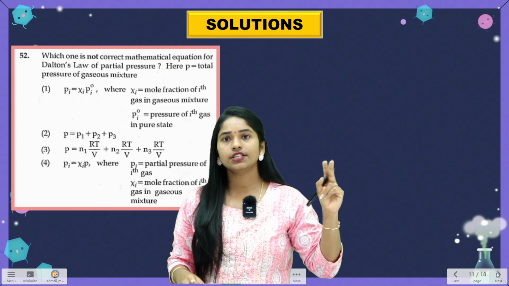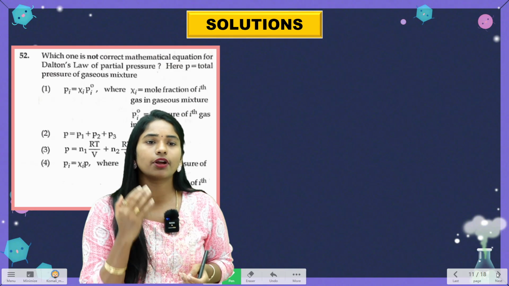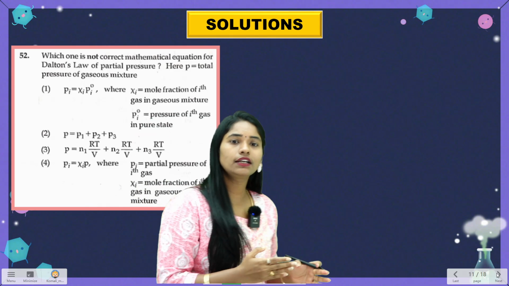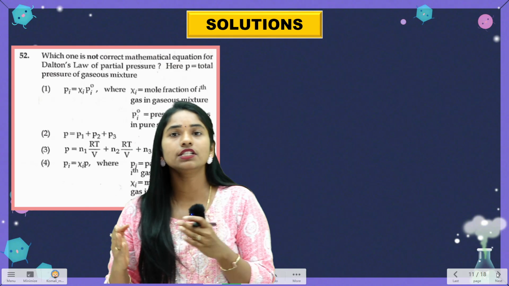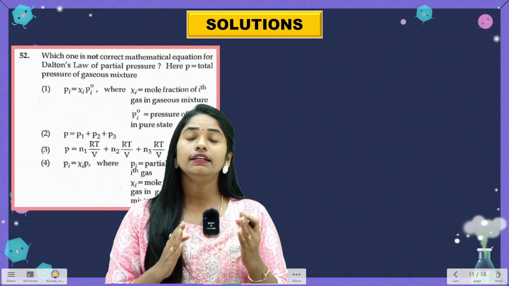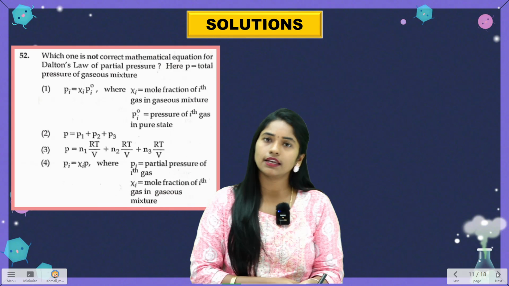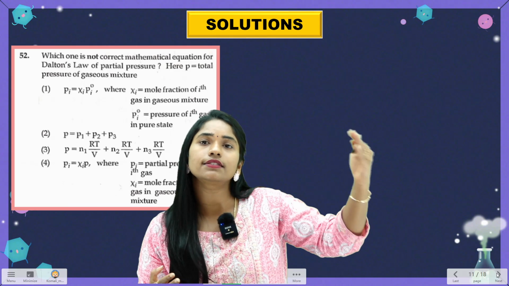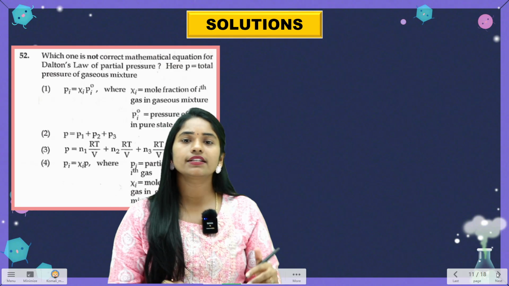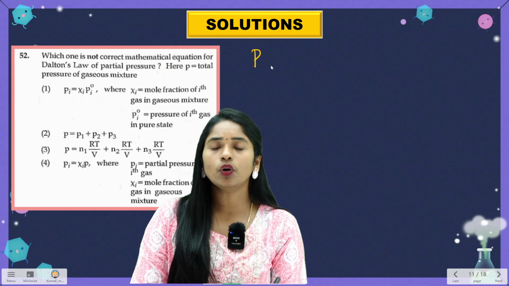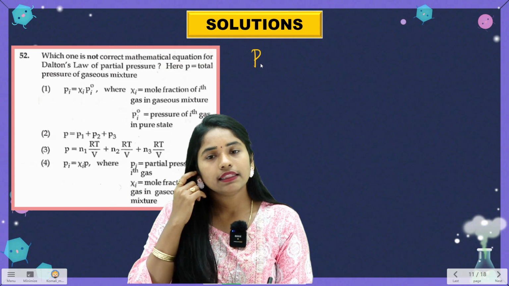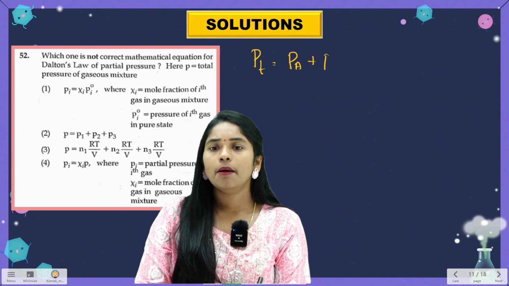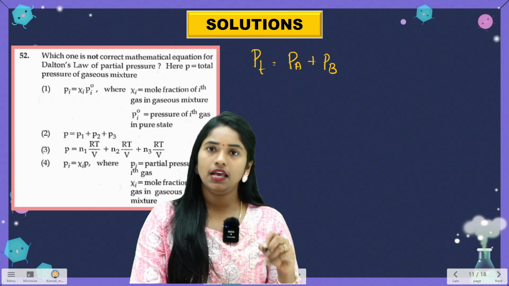Those two questions came from the solid state. Now from the solutions, two questions. Which one is not a correct mathematical expression for Dalton's law? What Dalton's law explained is, Dalton is the name of the scientist. He told that the total pressure inside the container is the sum of the partial pressures. For example, two components are there, A and B. Then P total is equal to the partial pressure of A plus the partial pressure of B. That is the formula.